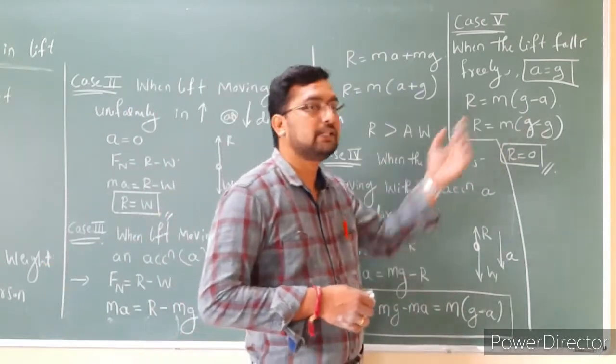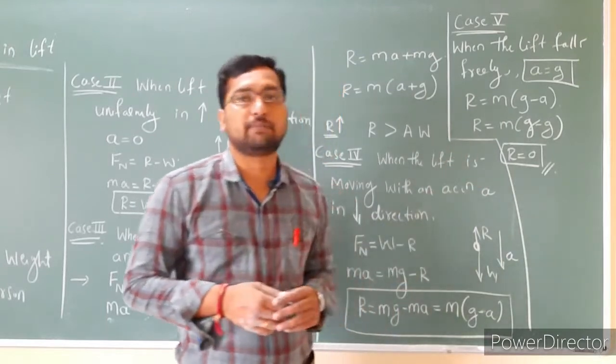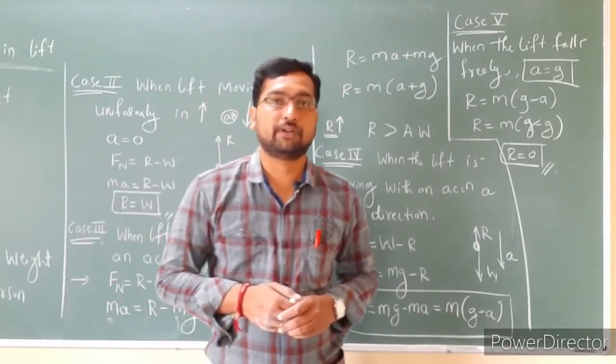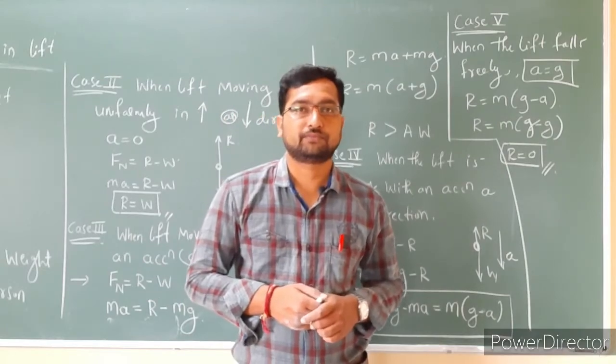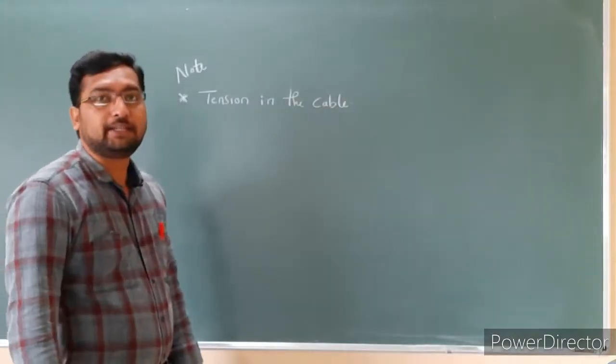So substitute the value in this equation, then the apparent weight of the person is 0. The apparent weight of the person is 0. Next, a note point: tension in the cable.